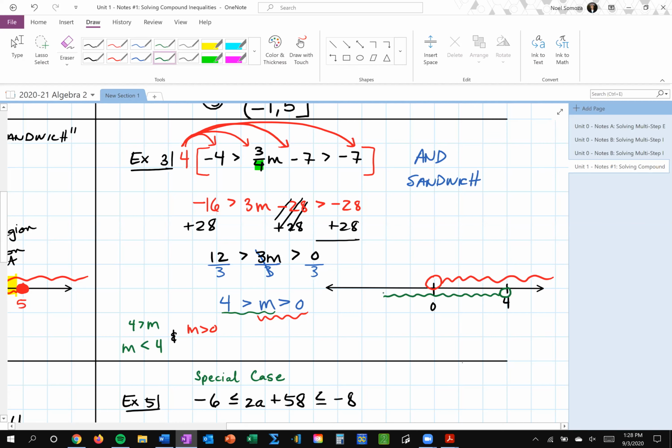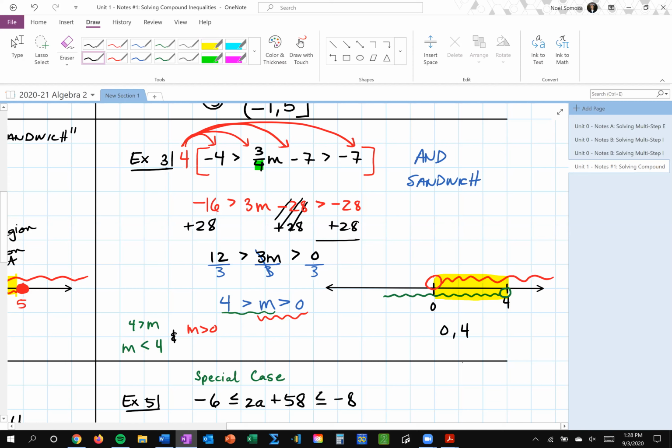So here is my overlapping section, right? My intersection. Where is the intersection happening? It's happening right here between 0 and 4, right? We see the red and the green. Both of them share the same space. So we can go ahead and narrow that down as our interval. We can say, all right, between 0 and 4 is my solution set.